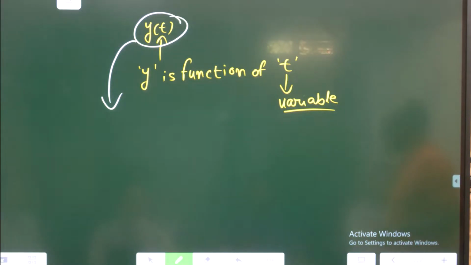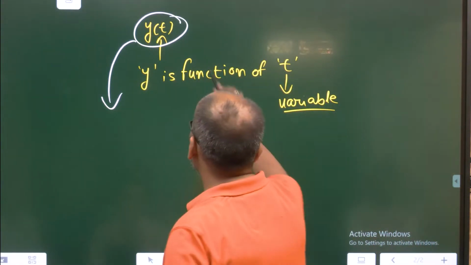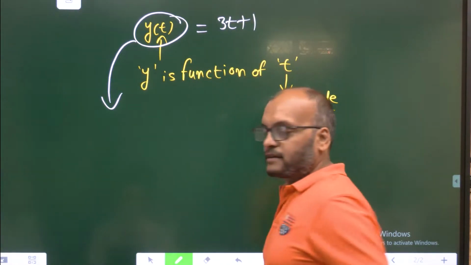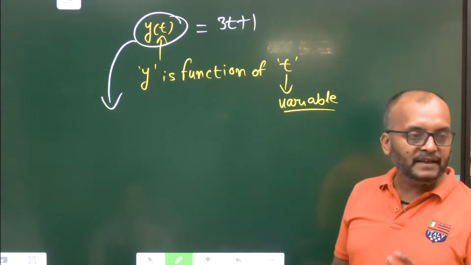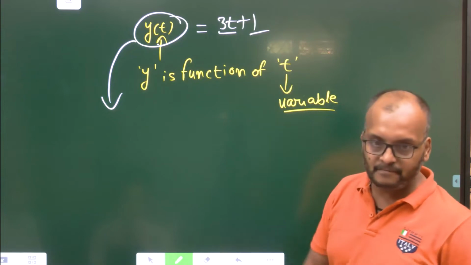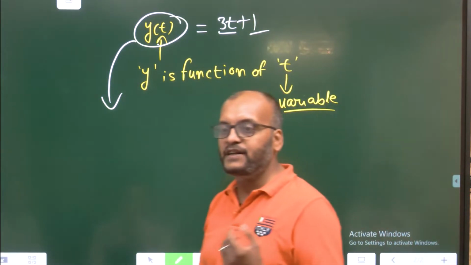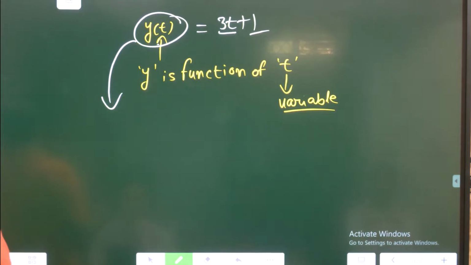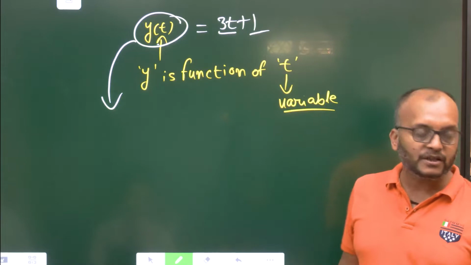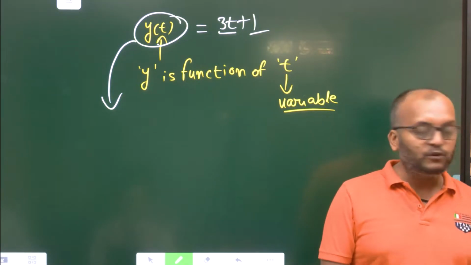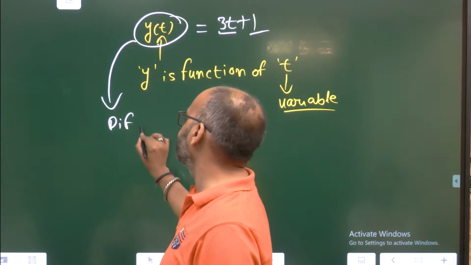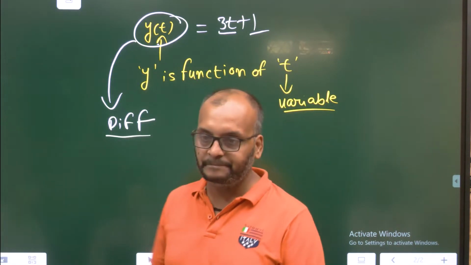Okay. And if you are differentiating a function, y(t) was what? 3t plus 1. So you are in fact differentiating the variables also. If you differentiate this, that means you are differentiating this and this. Variable and constants both will get differentiated. If you are differentiating a function, overall you are differentiating both the variable and the constant. Okay, so differentiation of a function is done. Is it clear?